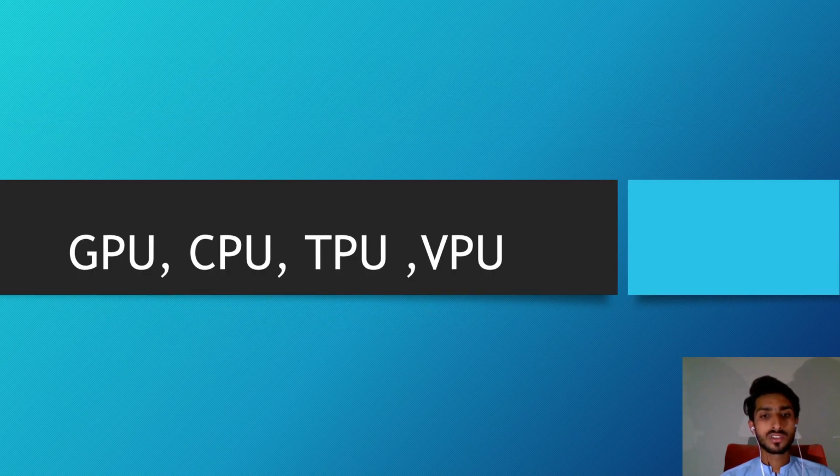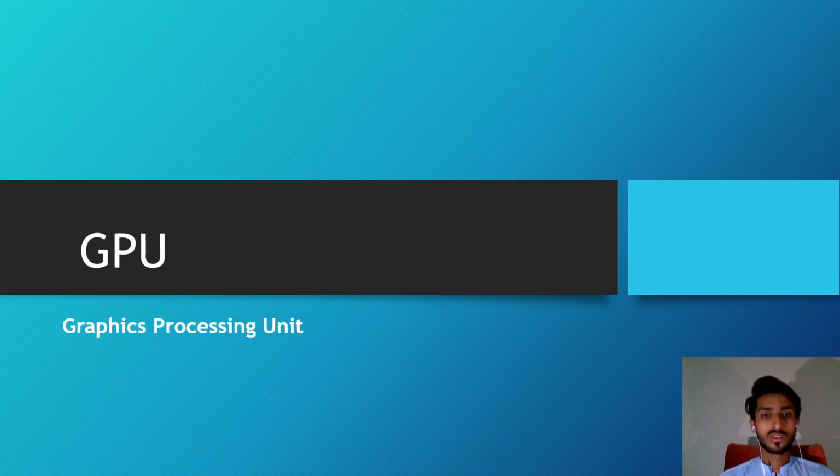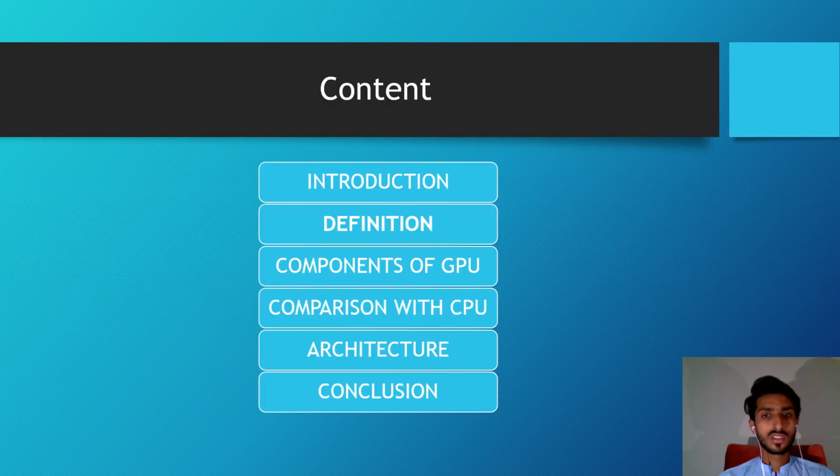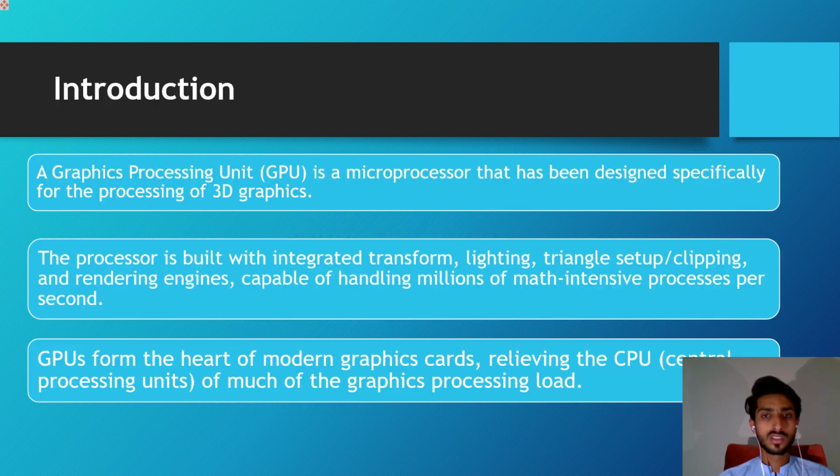Today our topic is GPU, CPU, TPU and VPU. They are the components of computer architectures. Now we discuss GPU. GPU is a graphic processing unit. In this presentation we see the content like introduction, definition, components of GPU, comparison with CPU, architecture, and conclusion. Now first we see the introduction.